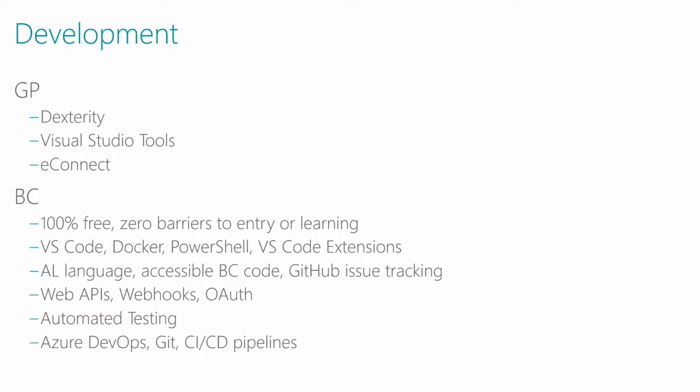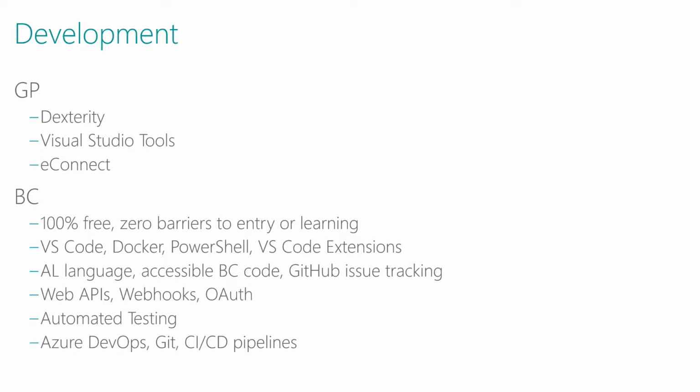The AL language is documented and widely accessible. You can also get access to the Business Central source code. You can pull that up in Visual Studio Code. You can download the Microsoft supplied extensions and actually look at the source code for a Business Central page, Business Central API, and you can copy that to make your own. So all of that is accessible.